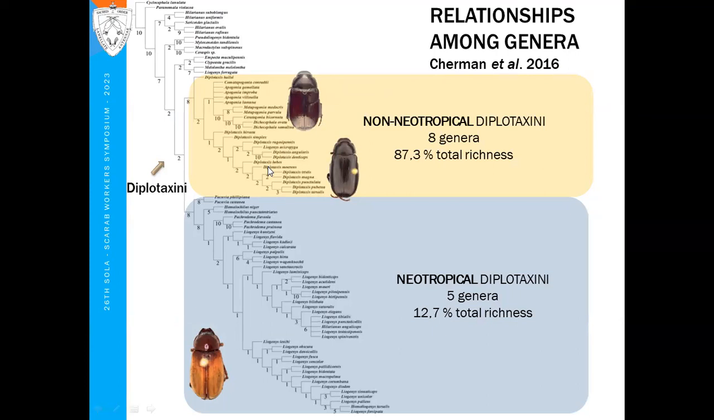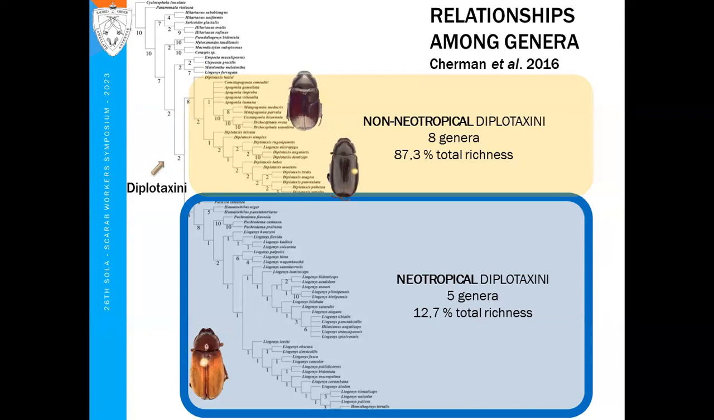So the Diplotaxini is composed of two main clades. One of them clusters the non-Neotropical Diplotaxini, and the other one, which is the focus of my research, clusters the Neotropical Diplotaxini.